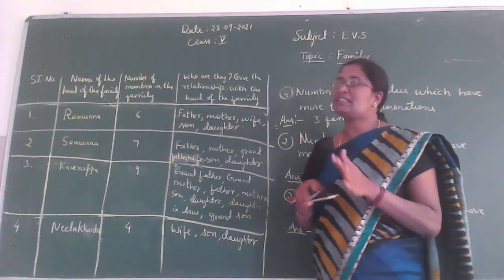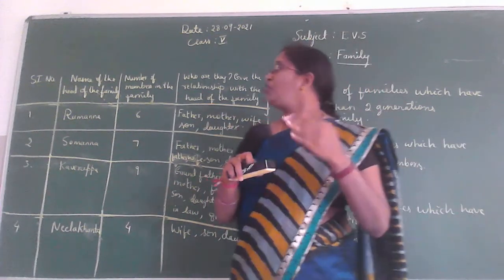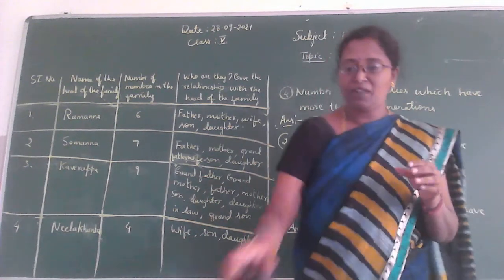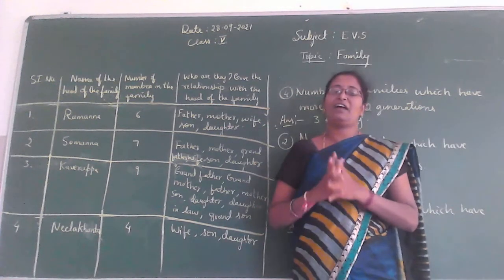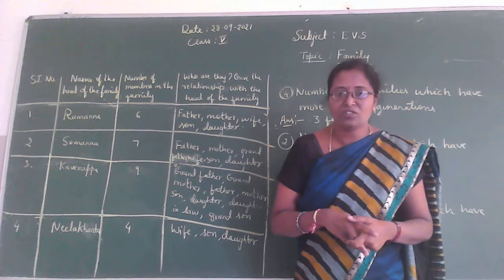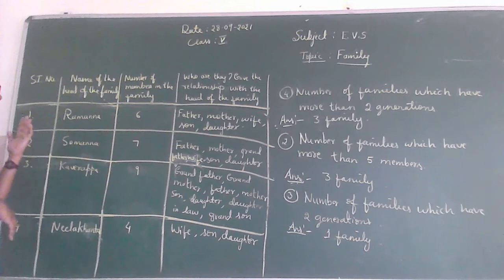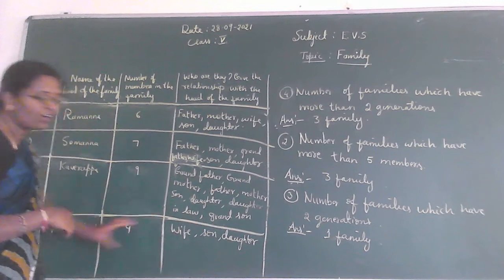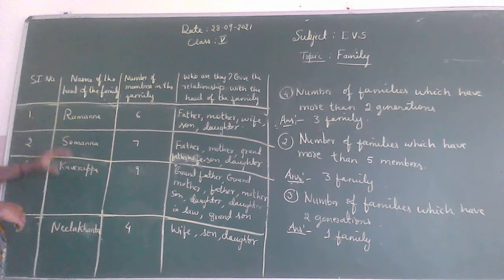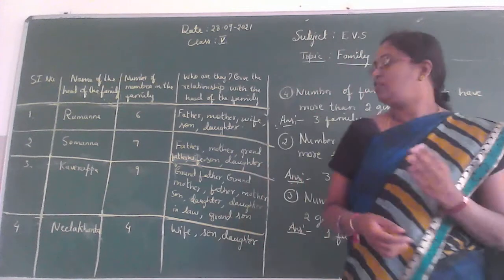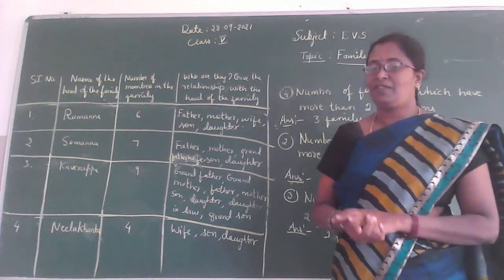What do you understand from this? Listen, children. In today's class we learned about different families, that is about joint family and then nuclear family. Isn't it, children? We learned about how many members are there in a particular family. For example, Ramana's family and then Nilakanta's family. Nilakanta's family is a nuclear family. The remaining families, for example, Ramana, Somana and then Kavyappa's family, have more than 2 generations. That's a joint family. Their family is a joint family.